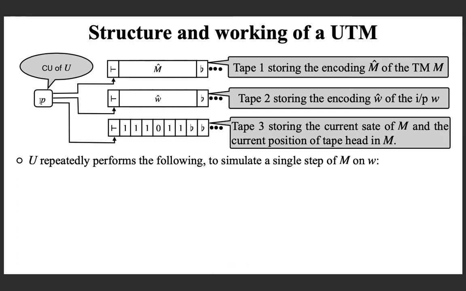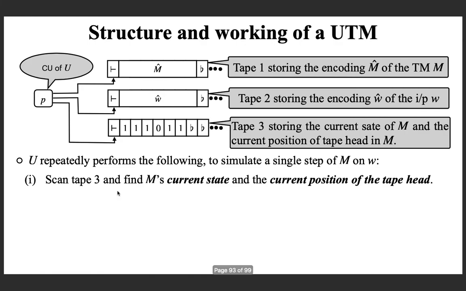And what U is doing is, once after setting its input like this, it is repeatedly executing the following statement for what? To simulate a single step of execution of the Turing machine M on W. Note that M is in the encoded form and W is again in the encoded form. So to just perform a step of computation of M on W, U is going to repeatedly perform a sequence of operations.